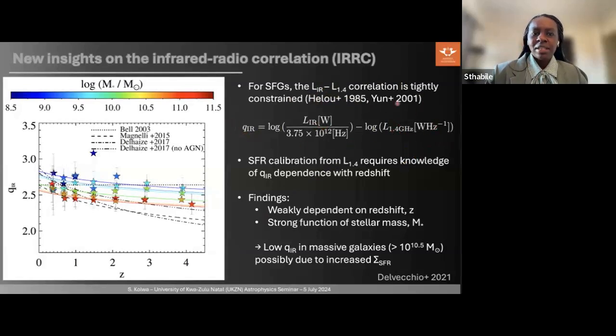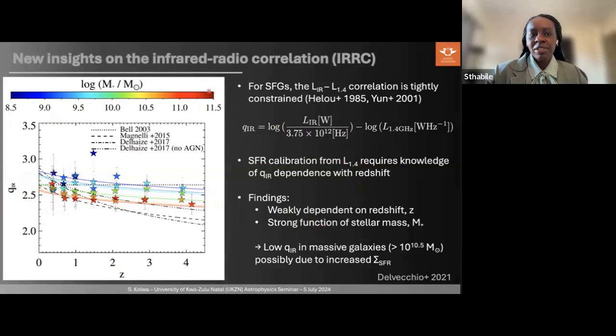And understanding how this parameter evolves with cosmic time is essential in calibrating star formation rates from radio luminosities, because we need to know how the balance between infrared emission and radio emission changes generally across cosmic time in order to properly calibrate star formation rates from the radio emission. And so this study went and did that, and showing this QIR parameter as a function of redshift, they find that there's a weak dependence of QIR with redshift. So there's not much of a trend along this axis.